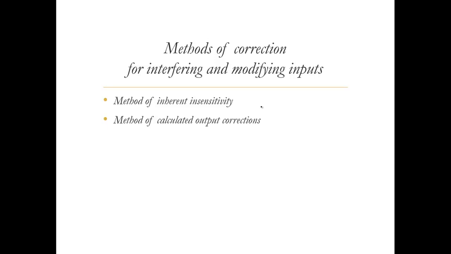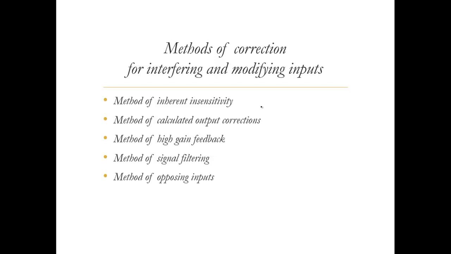So that is by manual calculation, by manual observation; you can always measure such types of disturbances and subtract them from the output values. So that can also be done. But being more scientific, you have something called high gain feedback, you have signal filtering, and you have opposing inputs. These are the more scientific methods in this case.